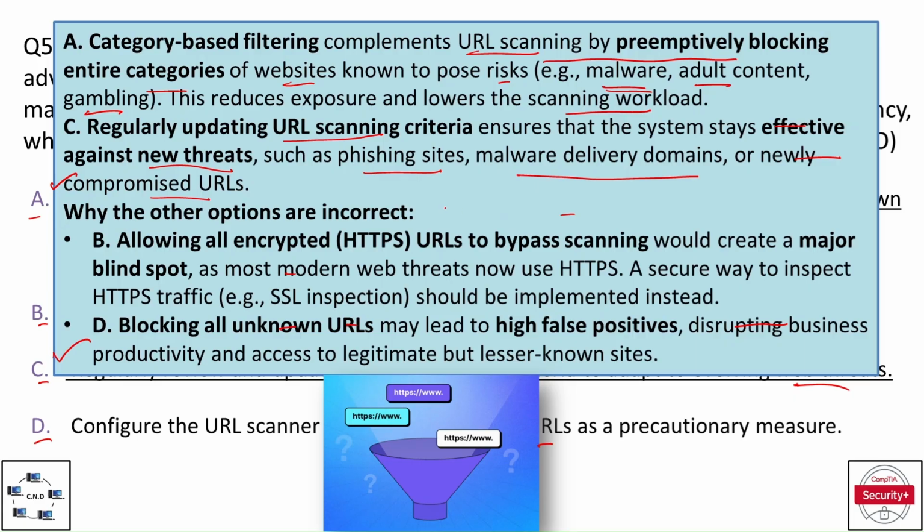So why are the other options incorrect? Option B, allowing all encrypted, that is HTTPS URLs to bypass scanning would create a major blind spot as most modern web threats now use HTTPS. A secure way to inspect HTTPS traffic, for example, SSL inspection, should be implemented instead. Option D, blocking all unknown URLs may lead to high false positives, disrupting business productivity and access to legitimate but lesser known sites.